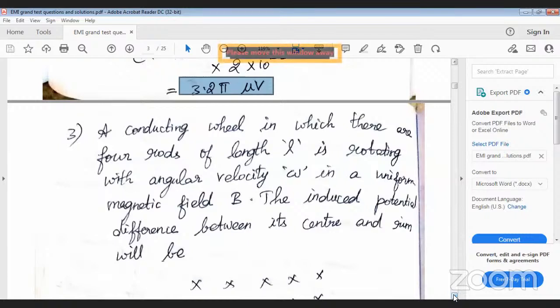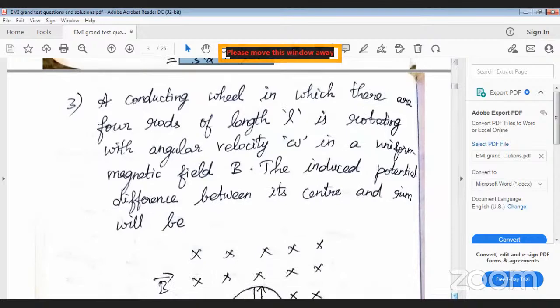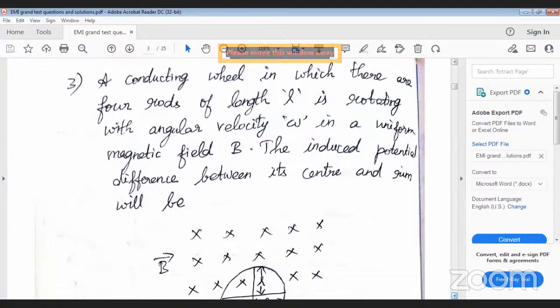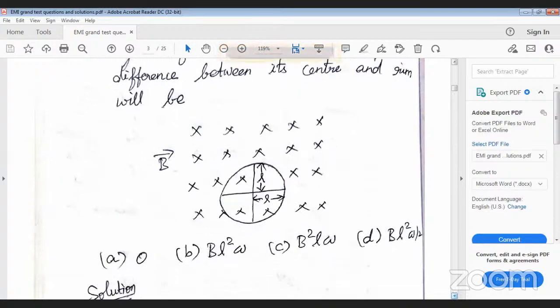Now let us move on to question number 3. Here you have a conducting wheel, in which there are 4 rods of length L, rotating with angular velocity omega in a uniform magnetic field B. The induced potential difference between the center and rim will be. You have the diagram and 4 options.